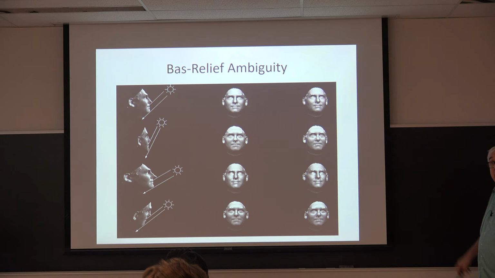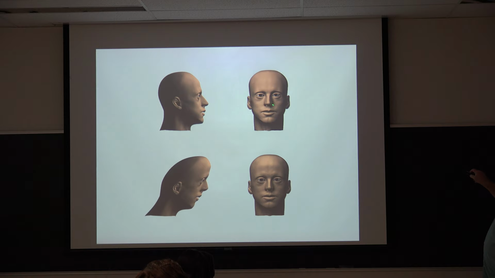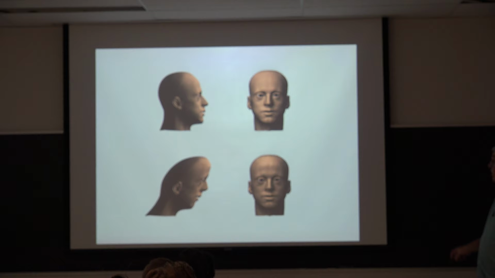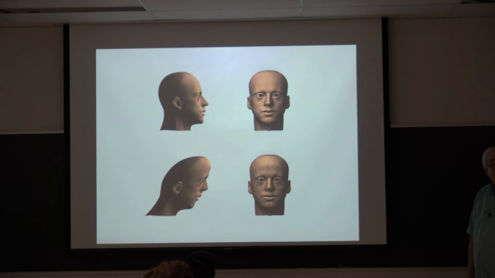How can that be? When I first saw this, I said, no way, that can't be true. So I figured I'd do my own example. And here's what I came up with. These two faces, this face is the same as that, and this face is the same as that. Anybody see the difference between those? That's the bas-relief ambiguity. This isn't that, it's this.